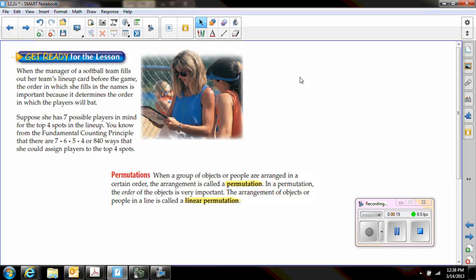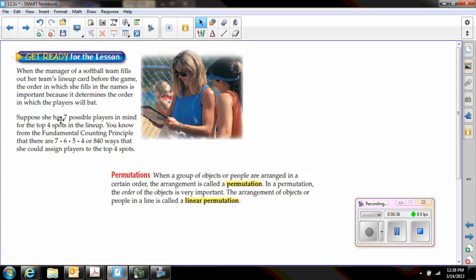So let's take a little look at softball here before we get started. If the manager of a softball team fills out her team's lineup before the game, the order in which she fills out the names determines the order in which the players will bat. So let's suppose she has 7 players in mind for the top 4 spots.